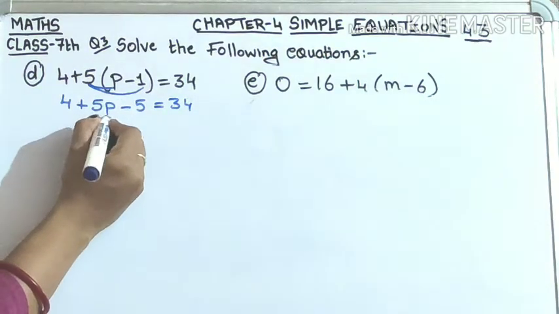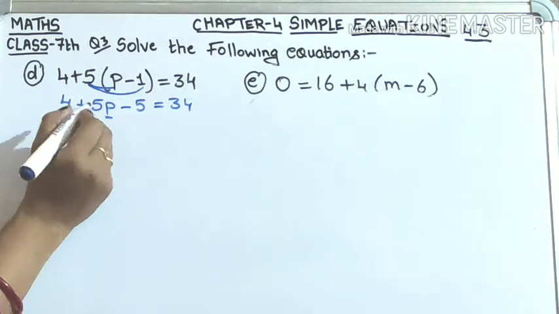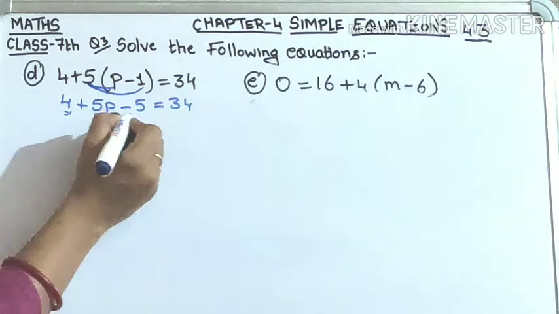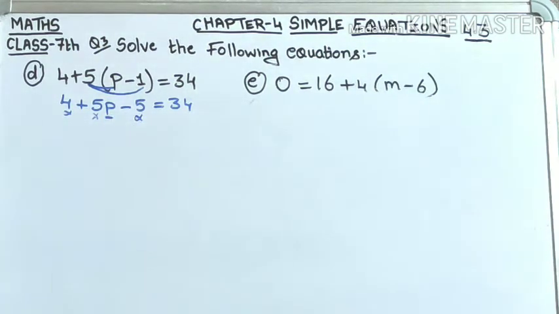Now the variable is p and we have to remove the numbers given with the variable. So with the variable p, 5 is given, 4 is given and minus 5 is given, means we have to remove these 3 numbers.